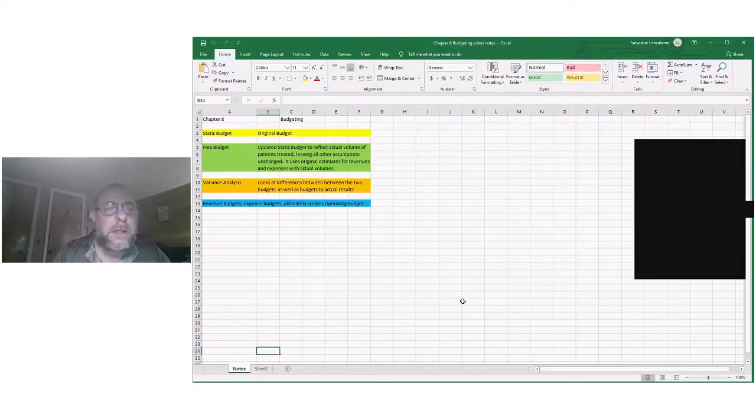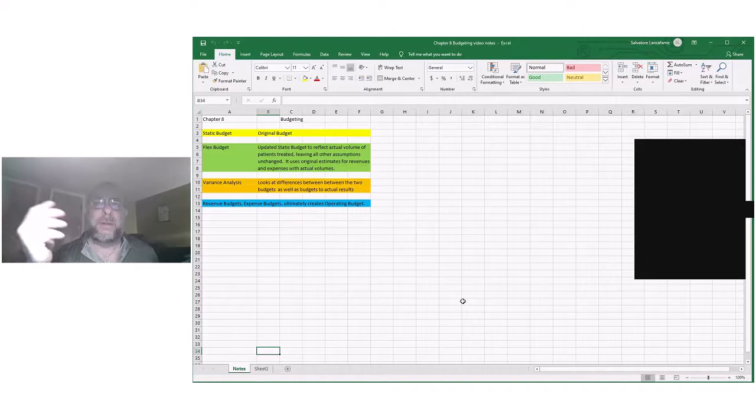First off, the static budget. You can see that that is the original budget, the budget that the company would create. If you're in a calendar year, you would be working on this budget in the fall prior to January. So that's what they mean by the static budget. That's the original budget. And then when you finally do get the actual results, what you do is you create what is known as a flexible budget. And as you can see there, it's an updated static budget to reflect actual volume.